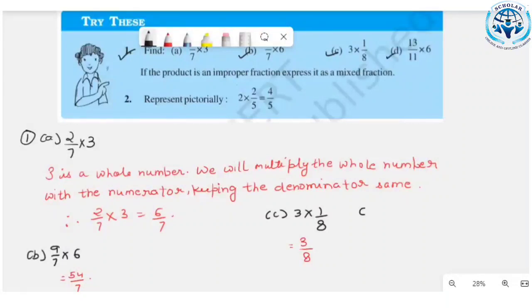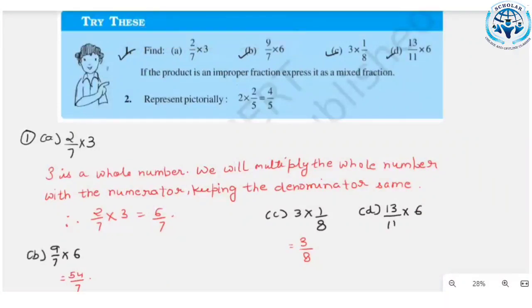D1, 13 by 11 into 6. 13 6s are 78, 78 by 11. If the product is an improper fraction, express it as a mixed fraction. Which is an improper fraction? B and D. So express them in the form of mixed fraction. This is your homework.